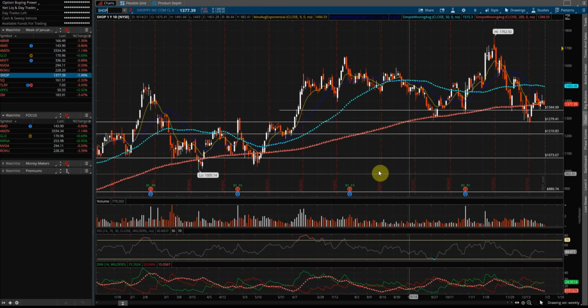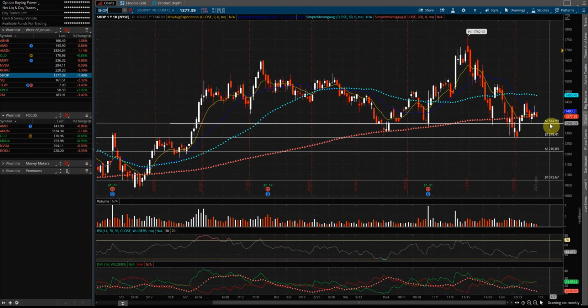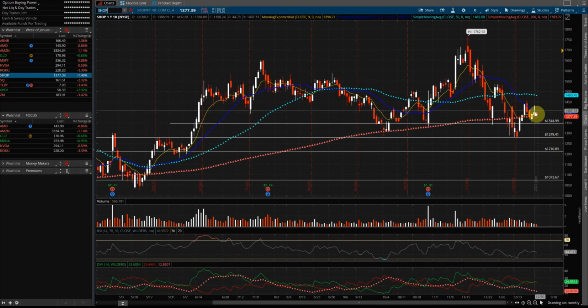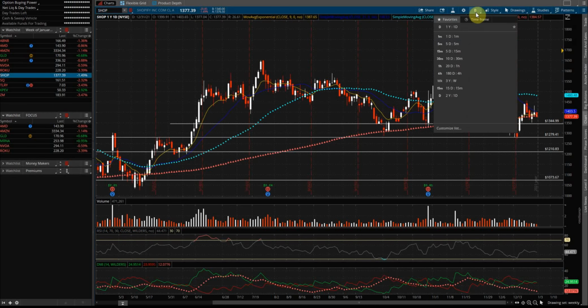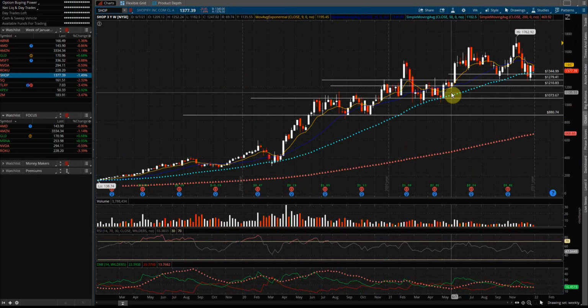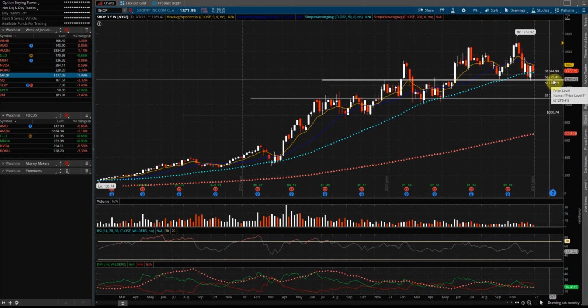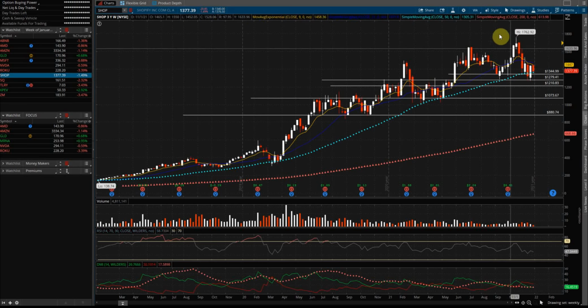Last but not least, we have Shop. Under 1344, can see 1279. That'll be under the 200-day moving average, and it will be under the 50-week moving average. So pretty significant breakdown there. And then under 1279, can see 1210.